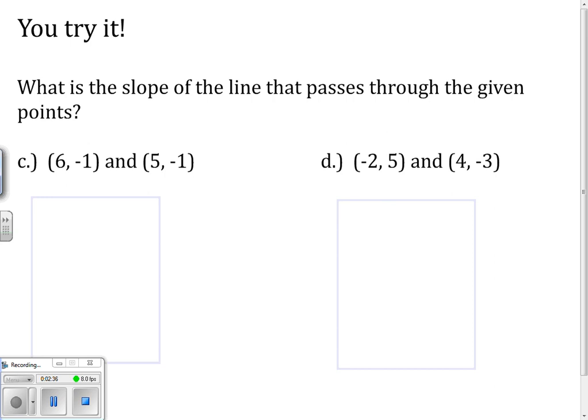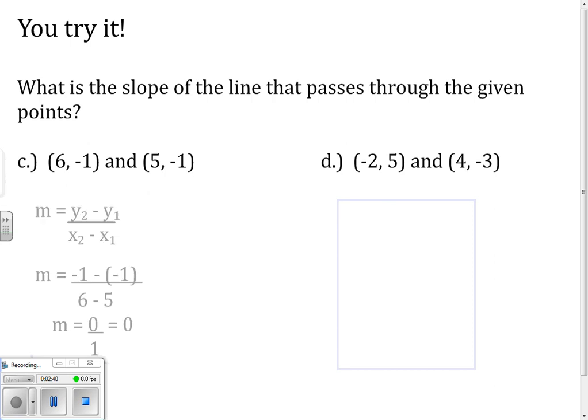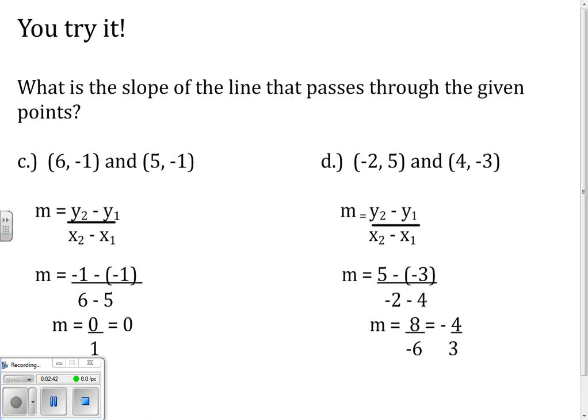Doesn't matter which one is x1, y1, and x2, y2. That's up to you. So even if you labeled your ordered pairs backwards from what you see up here, you should still get the same answer.